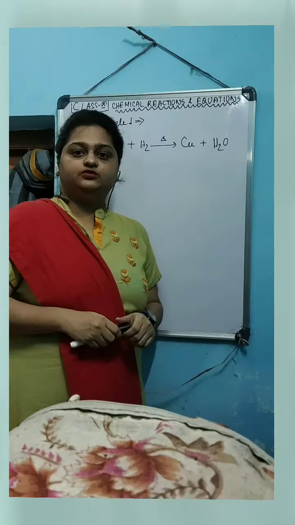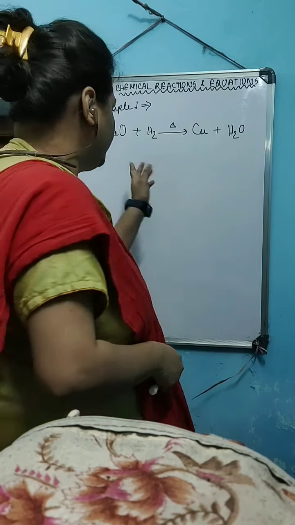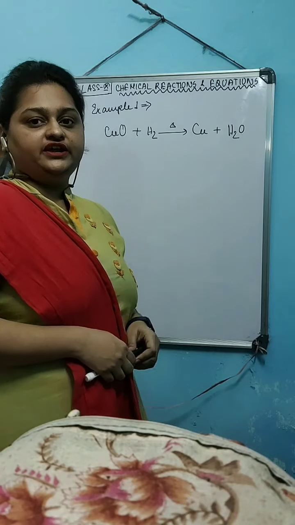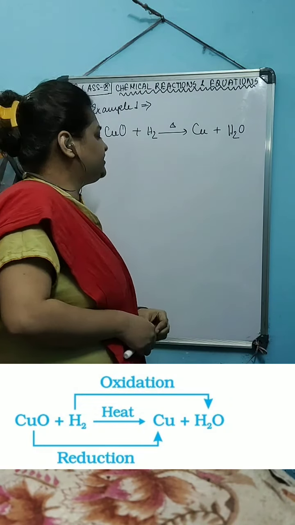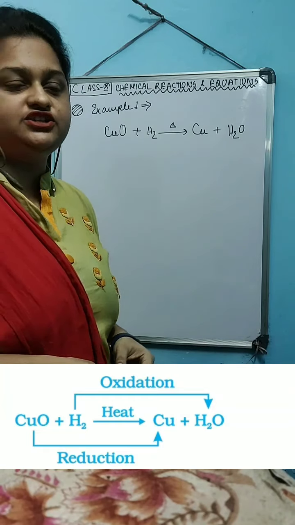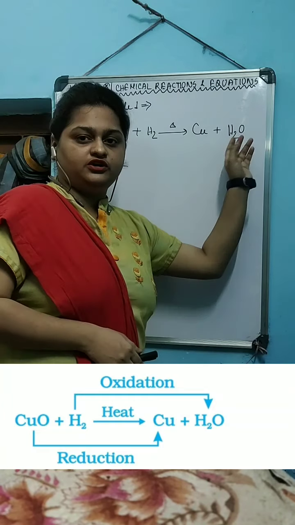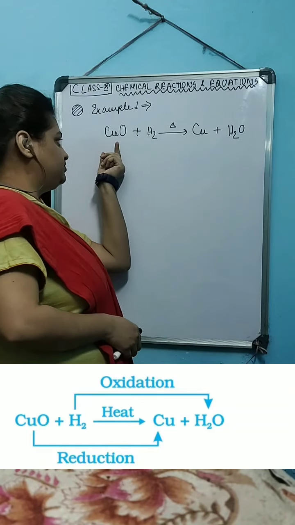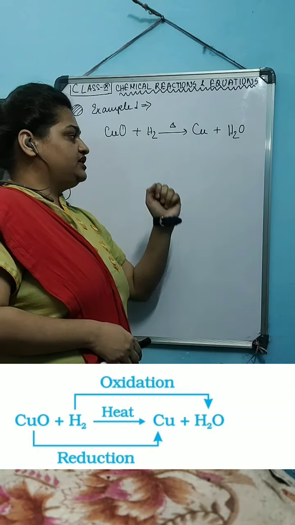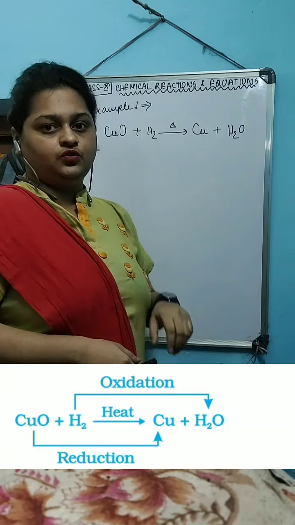The first example that we are going to study today is case 1. Here we have taken copper oxide and we are reacting this copper oxide with hydrogen gas, H2, and producing copper and water. The reaction equation follows as this: CuO plus H2 arrow with heat sign, copper plus H2O.